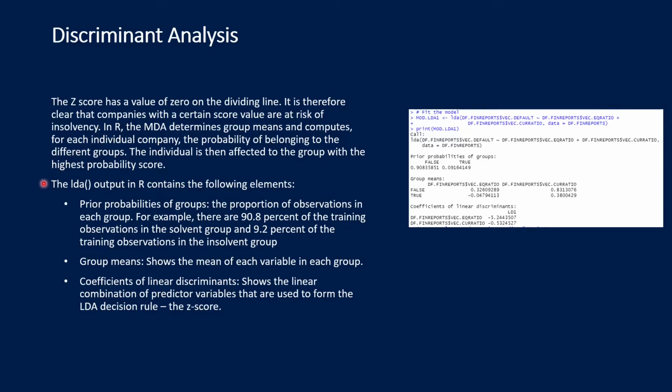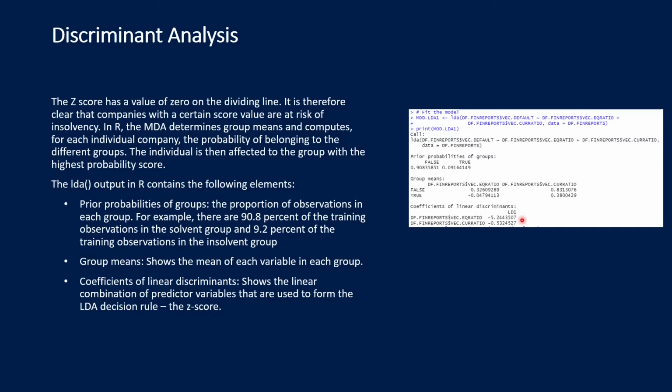The lda command output in R contains the following elements. Prior probabilities of groups, the proportion of observations in each group. For example, there are 90.8% of the training observations in the solvent group and 9.2% of the training observations in the insolvent group. Group means shows the mean of each variable in each group. And the coefficients of linear discriminants shows the linear combination of predictive variables that are used to form the LDA decision rule, the Z-score.